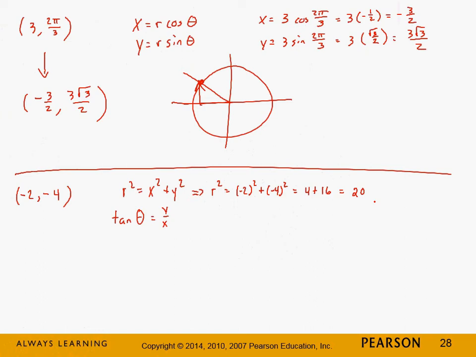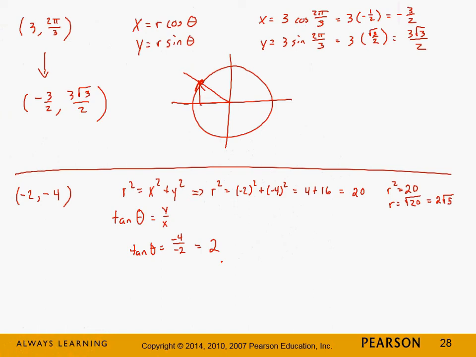So if r squared equals 20, r is equal to the square root of 20, which is just 2 root 5. Okay? And then tangent theta equals y over x, we need that to figure out what theta is. So we just say tan theta equals negative 4 over negative 2, which is just positive 2.